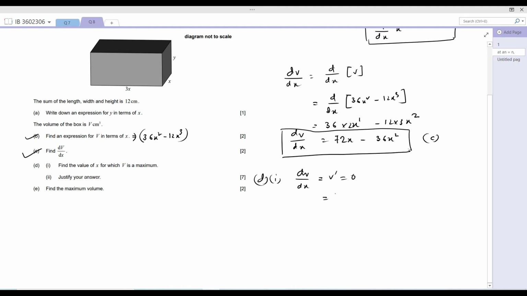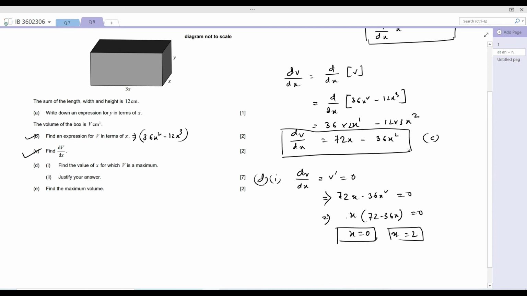So the equation is 72x minus 36x square equals 0. Taking x common, we have x times 72 minus 36x equals 0. So either x equals 0 or x equals 2.